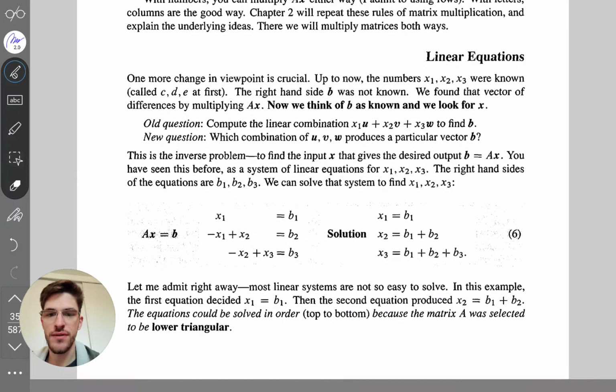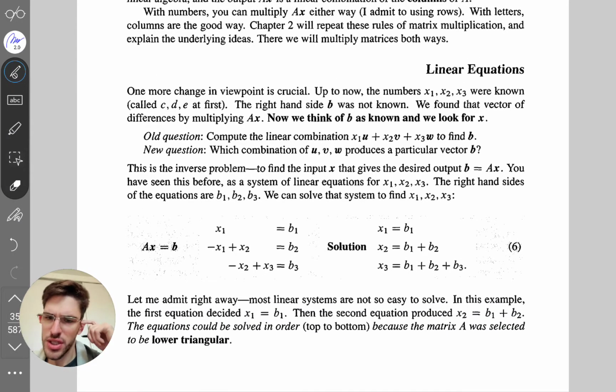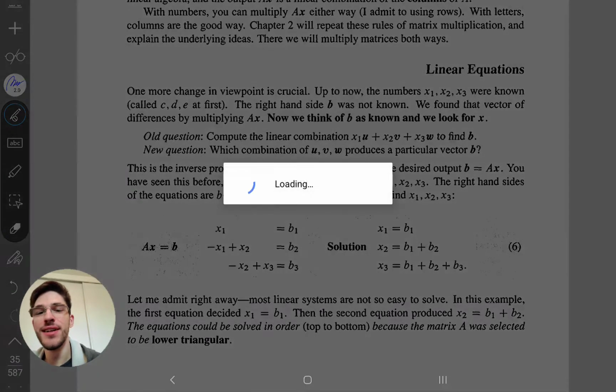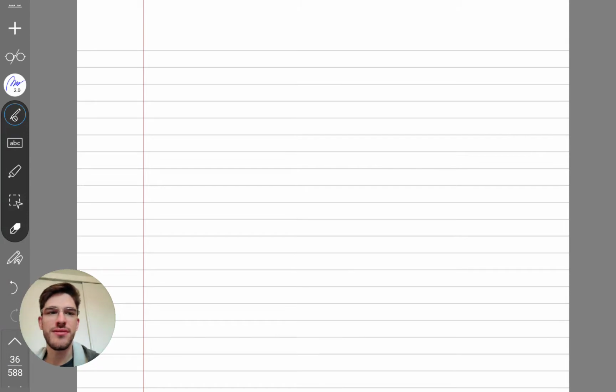New question, that's the inverse problem. How do we solve this? Most linear systems are not easy to solve. Indeed. And that's another thing about GLA, graphical linear algebra.